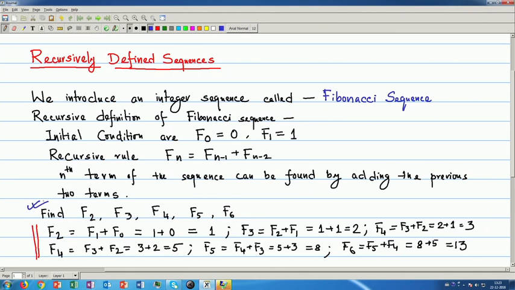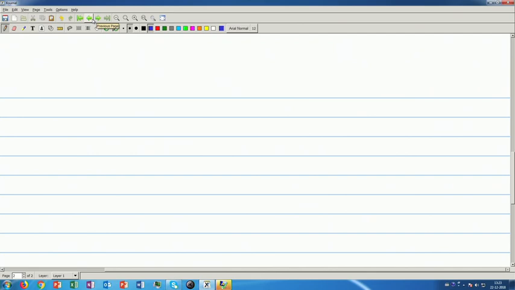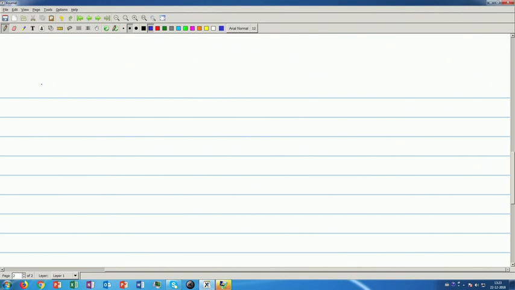So, in this way we can define a sequence recursively. Now, the recursive definition of the Fibonacci sequence in conjunction with mathematical induction, we can use to establish some interesting properties, and which has a number of applications in combinatorics as well as graph theory and other branches of mathematics.